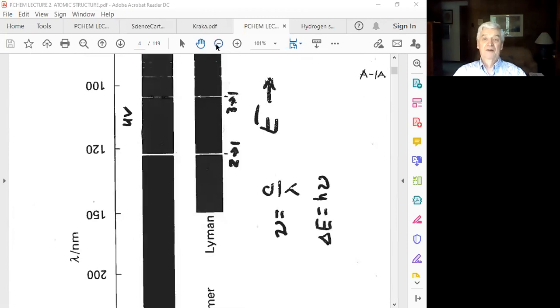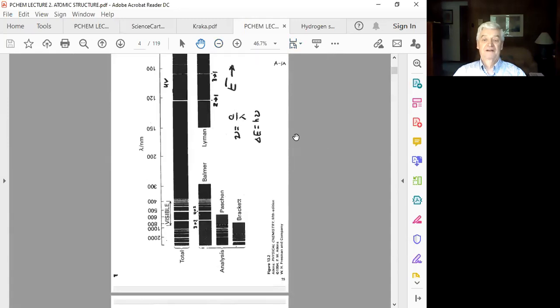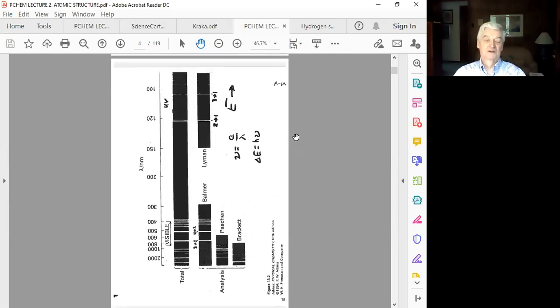So I apologize, for some reason the PDF version that I have doesn't allow me to rotate this. I have a second version, but it blinks out on me, so I don't dare use it for class. But this is then a photographic plate that we have. Here's the wavelength in nanometers. Visible range is roughly 330, well, it's shown right here.